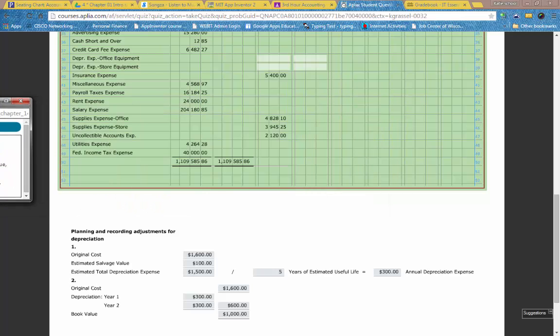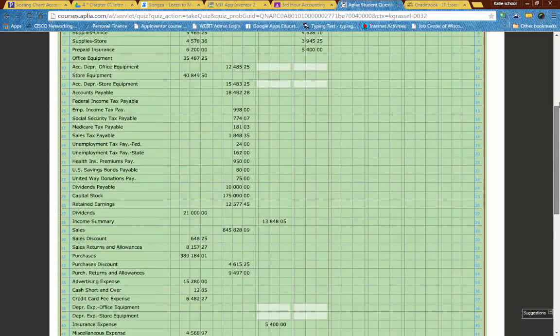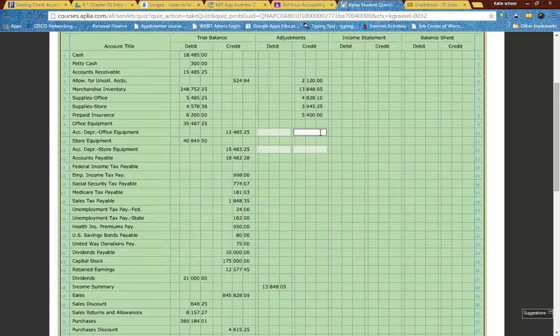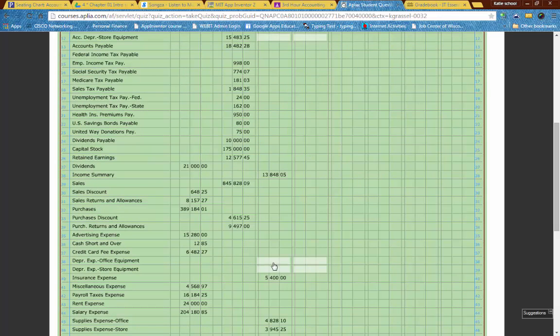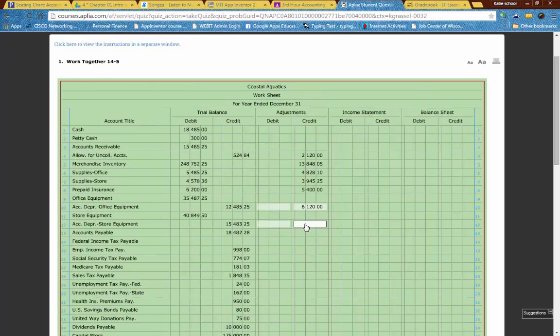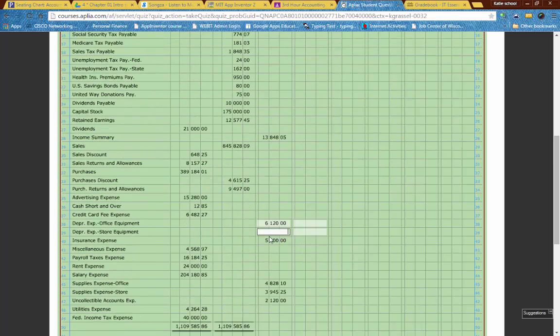Now, this is where students get confused, because I'm actually putting that number in as the adjustment. So for accumulated depreciation office equipment, I'm going to put in $6,120 because that's what happened this year. And then my debit is going to be my depreciation expense for office equipment. Depreciation expense for store equipment is going to be $5,060, and then I'm going to debit my expense for store equipment.